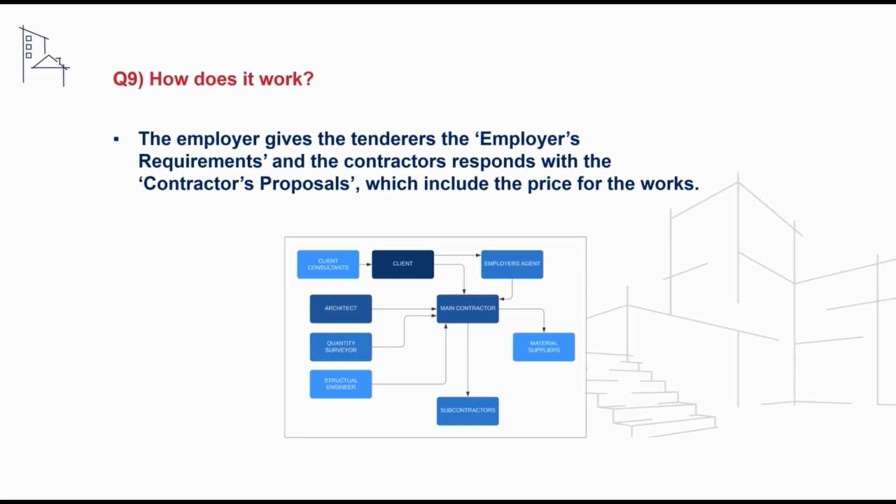We can see here the key difference between traditional procurement is that the architect is appointed by the main contractor, meaning that the client has a direct relationship with the main contractor only, with the architect and design team sitting under the main contractor's control.